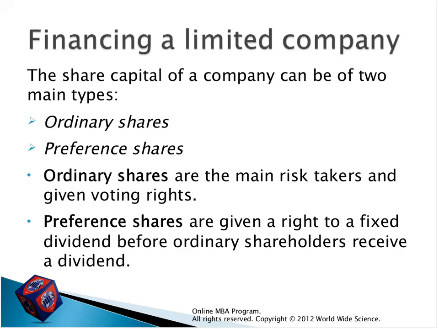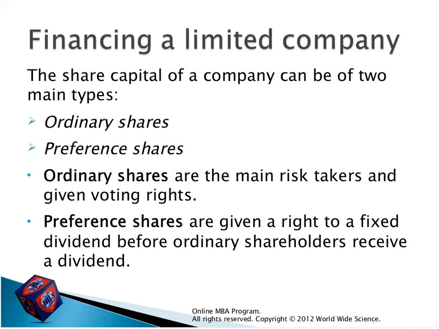The company issues ordinary shares to shareholders, to investors, and those investors have a voting right in the decision making of the business. The preference shares are given a right to a fixed dividend before ordinary shareholders receive a dividend. So the companies which issue preference shares give a fixed dividend rate, and they have to pay these fixed dividends yearly to the shareholders. They are also paid before the ordinary shareholders receive their dividends.